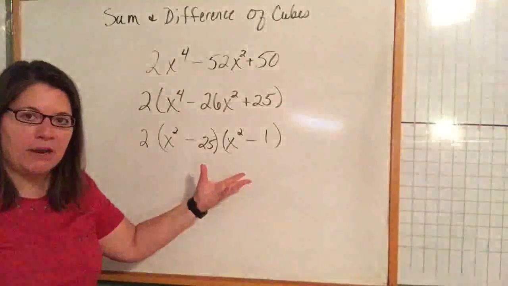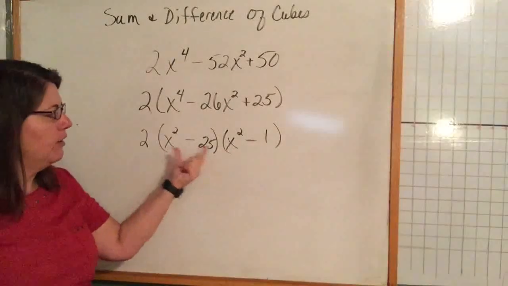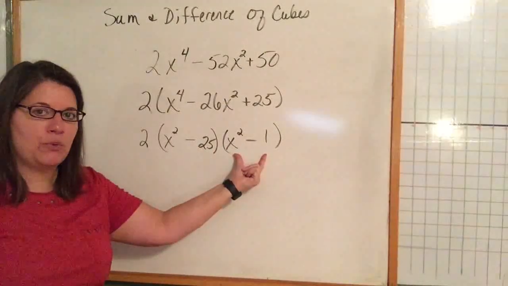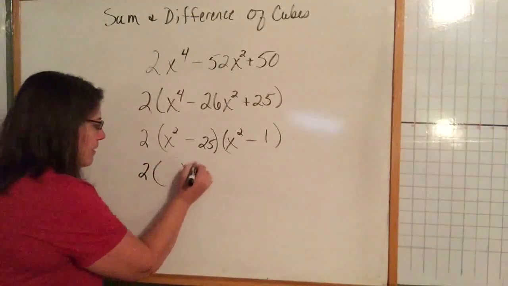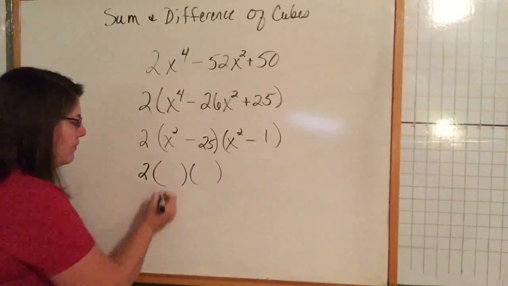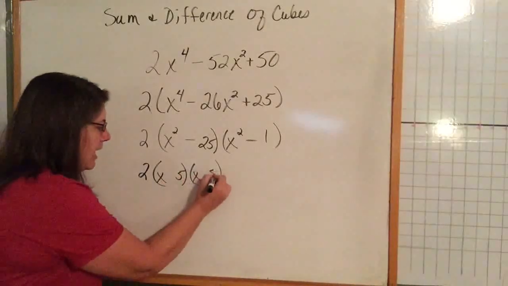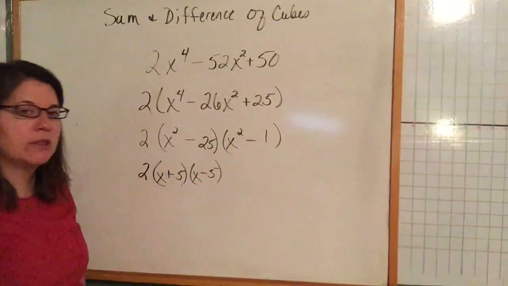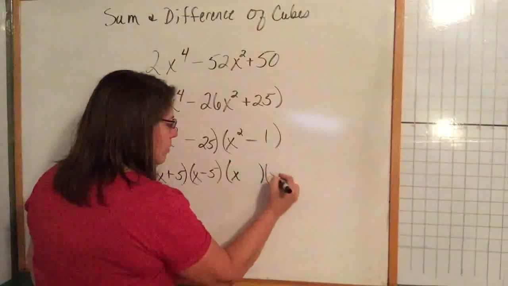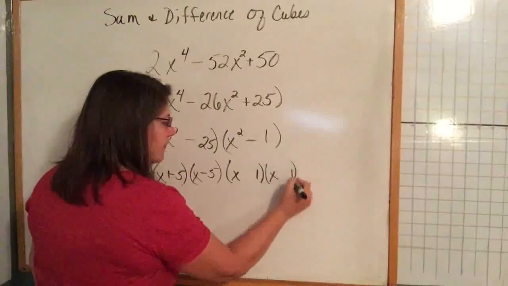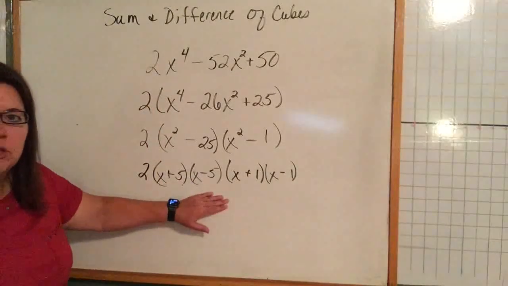So now look at what you've got. Some people would stop there, but hopefully from this lesson you've recognized this is the difference of squares and this is the difference of squares. So we can go further. So I have the 2, I keep it. X squared minus 25 is a difference of squares. The square root of x squared is x. Square root of 25 is 5. And I know they need different signs. One's plus, one's minus. For this one, the square root of x squared is x. The square root of 1 is 1. And they need different signs. Now that one has been factored completely.